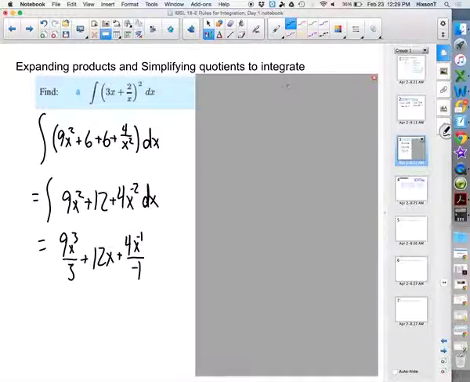So we've got all of that. Well, we should simplify a bit here. This is 3x cubed plus 12x, and this would be minus 4 over x. And then we always throw in our plus c at the end.